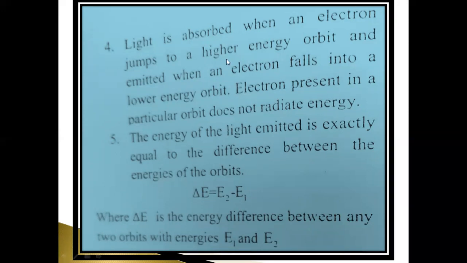Light is absorbed when an electron jumps to a high energy orbit and emitted when an electron falls into a lower energy orbit. An electron present in a particular orbit does not radiate energy. If the electron remains in its orbit, it will not emit or absorb energy. It will emit or absorb energy if it jumps.